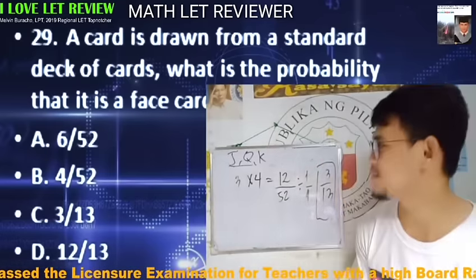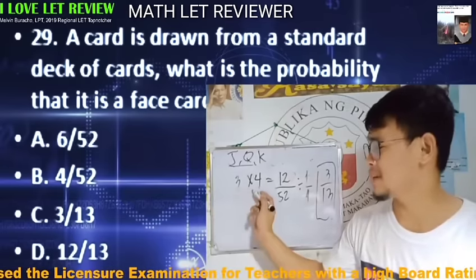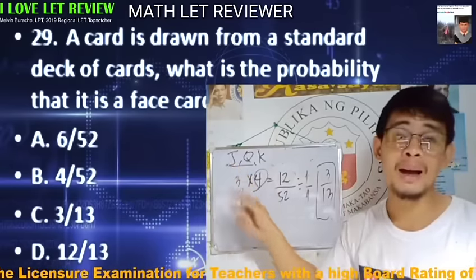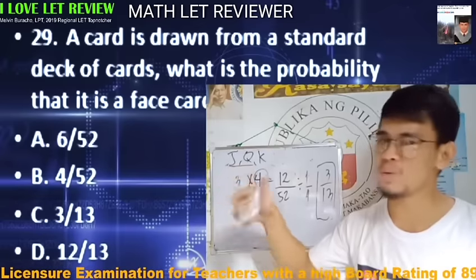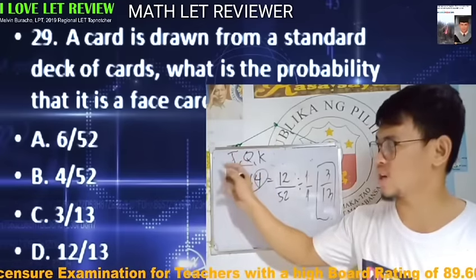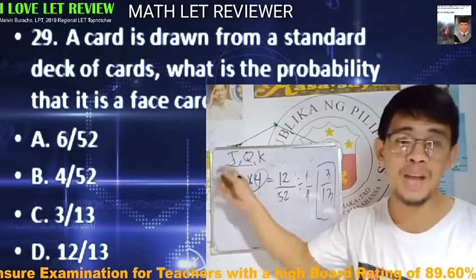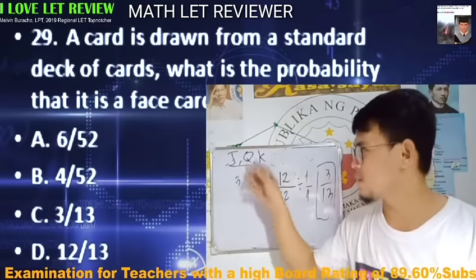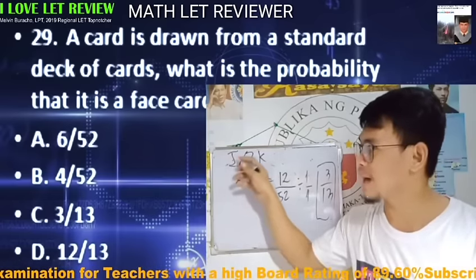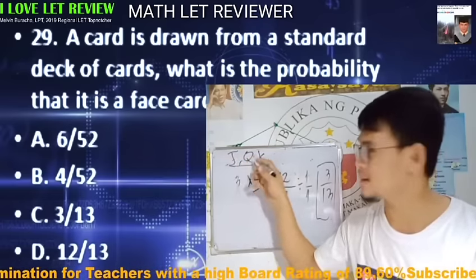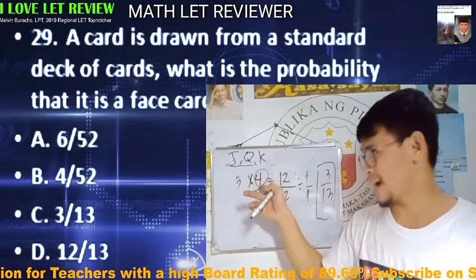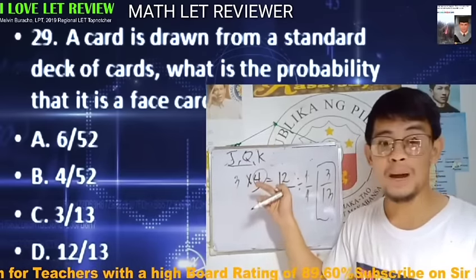Okay, nakuha niyo po ba? Bakit po i-multiply natin siya ng 4? Dahil bawat isa sa kanila may iba't ibang shapes. Si Jack merong Jack of hearts, Jack of spades, Jack of diamond, Jack of malunggay. And then sa queen naman po is the same. So, apat, bawat sa kanila may apat na muka. Si Jack may apat, si Queen may apat, si King may apat. Ilan sila lahat? Tatlo. Ang bawat isa sa kanila may apat. So, 3 times 4 is 12 faces.